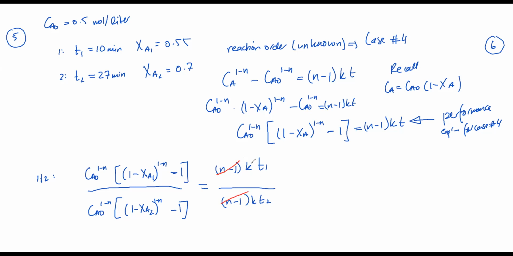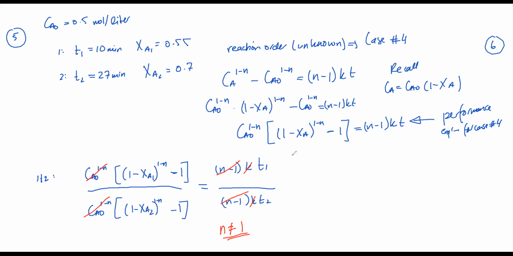And I'm going to cancel n minus 1 by n minus 1, under the condition that n cannot equal 1. N should never equal 1 if you're doing this cancellation, because if n equals 1, you cannot cancel, the math is not right. You can't cancel 0 with 0. So just be careful here. And then Ca note cancels with Ca note, and I get this expression.